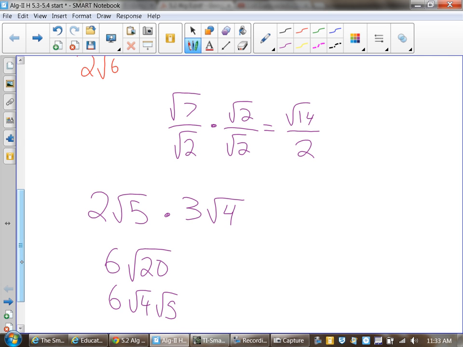Is it always going to be like that? Where 3 times 2 is 6, and if you already know the square root of 4 is 2, then you can just multiply it in and then multiply it over here.